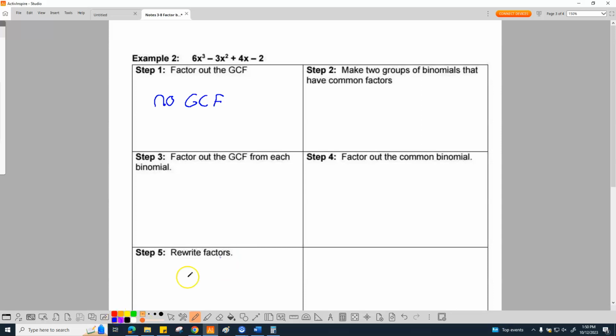All right, y'all, I made a mistake on the original video, so I'm redoing this. Example 2 has no GCF, so we don't have to worry about that. Those will come up next week. Let's go ahead and make two groups of binomials that have common factors.